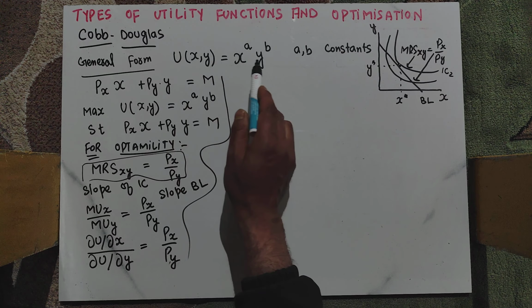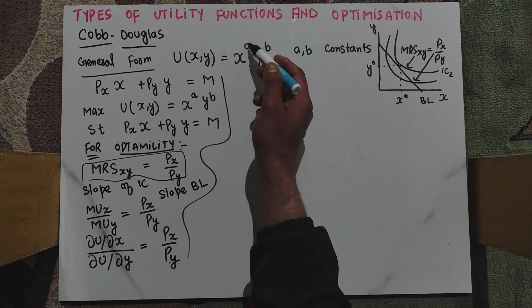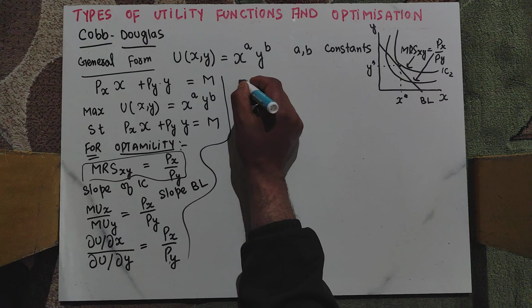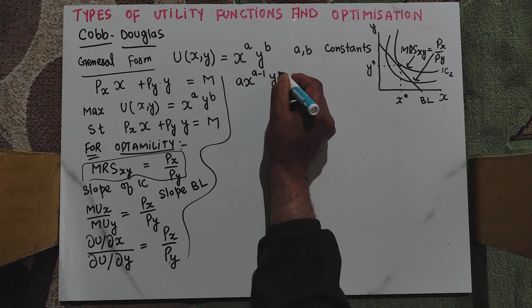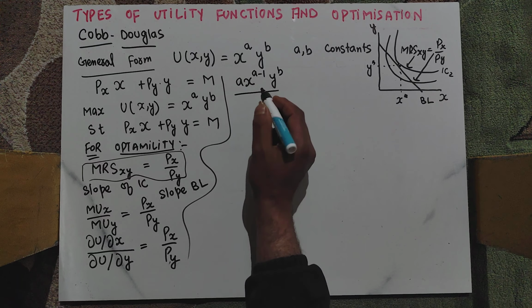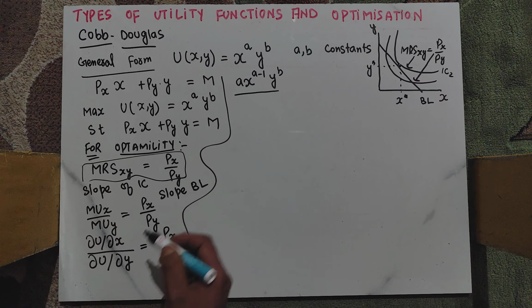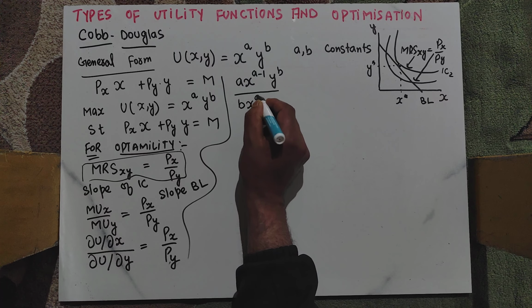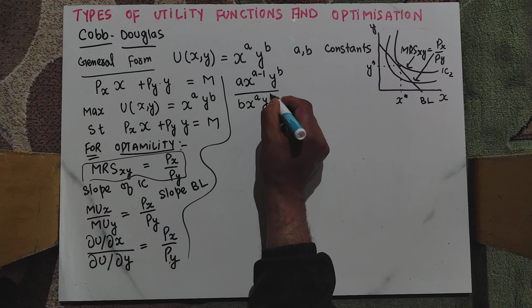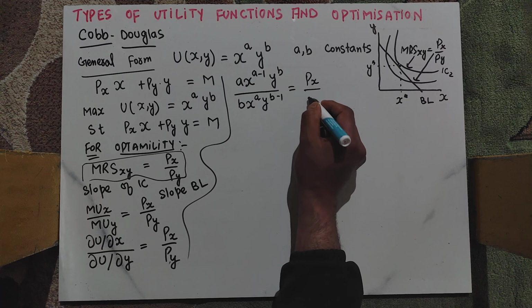We have this utility function. Let's take its partial derivative with respect to x. By using the power function rule, the exponent of x becomes the coefficient. So we have a times x, and the exponent is subtracted by 1. Y raised to the power b remains the same because we are taking partials. Okay, so that's the partial derivative of the utility function with respect to x. Likewise, we take the partial derivative with respect to y, so it will become b, x raised to the power a remains the same, but the exponent of y will be subtracted by 1, and we equate it with the ratio of the prices, price of x upon price of y.